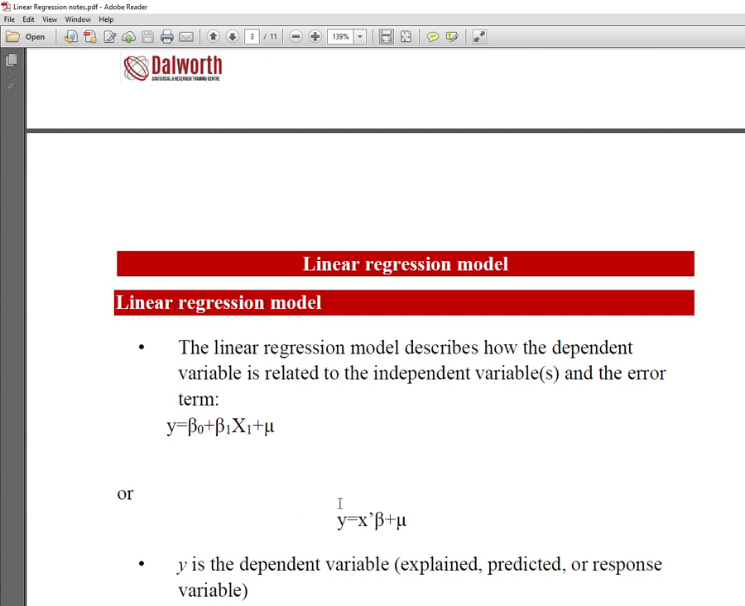Let's go into now the model. And we said a model that you're going to use is linear. So what does it mean? The linear regression model describes how the dependent variable is related to the independent. And we said we're using which variable? The model is y is equal to mx plus c.